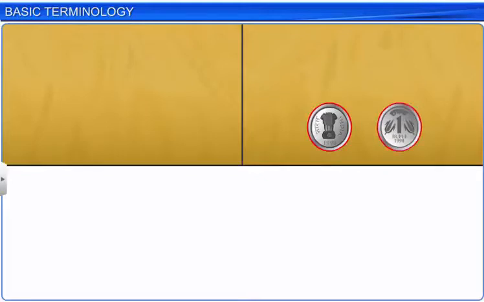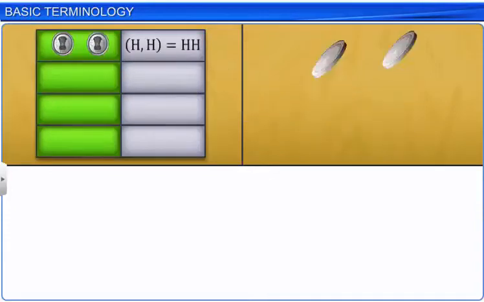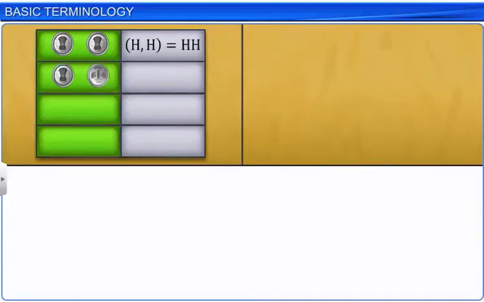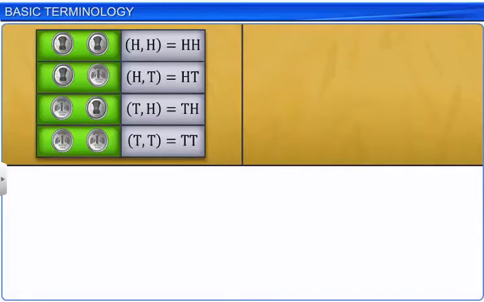Let's perform an experiment where two coins are tossed at once. Each coin can turn up either heads or tails. Therefore, the possible outcomes may be heads on both the coins, heads on the first coin and tails on the second coin, tails on the first coin and heads on the second coin, and tails on both the coins. Therefore, the sample space of the experiment is as shown.